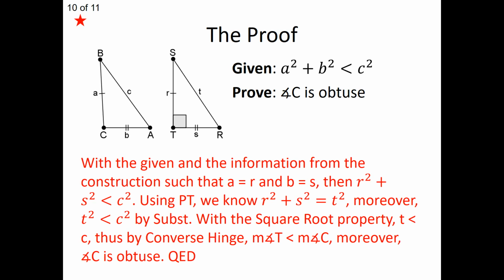So using the Pythagorean theorem, we know something about R squared and S squared. R squared plus S squared is equal to T squared. So moreover, this time T squared is less than C squared by substitution. And then again with our square root property applying to our inequalities, T will then be less than C. So again, by converse hinge, we'll now be able to say that angle C is greater than that of angle T. And because the angle is then greater than that of a right angle, we have ourselves an obtuse angle. Angle C is obtuse by definition. So QED, there we have the proof of our Pythagorean inequality O.